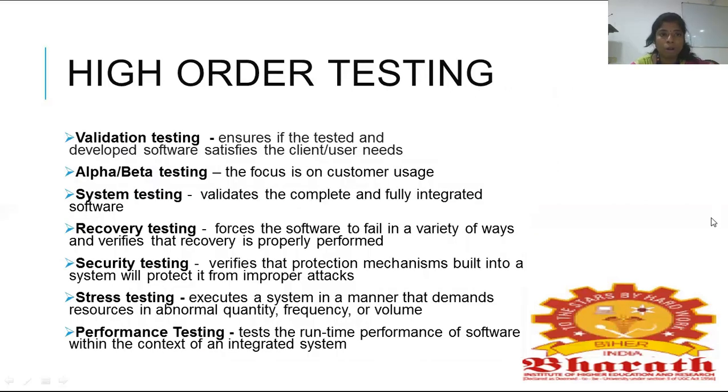Now, we saw unit testing and integration testing. Now, how am I going to order my testing, in which order? There is validation testing, alpha beta testing, system testing, recovery testing, security testing, stress testing, and performance testing. What is validation testing? I'm going to ensure that my product is correctly done, that I'm building the right product, and that I'm satisfying all the user needs. I'm satisfying all my clients' and users' needs or not. This is done by validation testing.